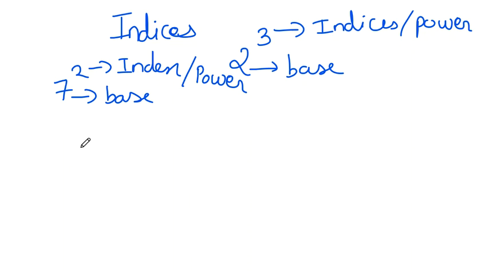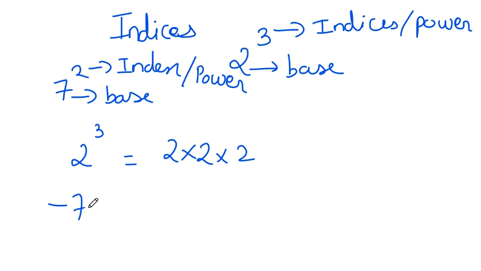Now, if I write 2 raised to 3, what does this mean? Does this mean 2 into 3? Just guess about it. No, it means 2 into 2 into 2. So basically you're multiplying the base 3 times.